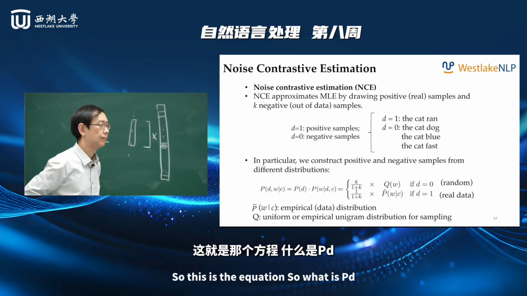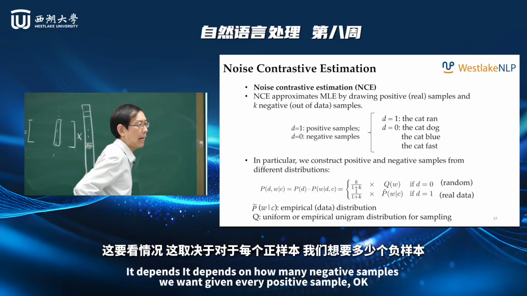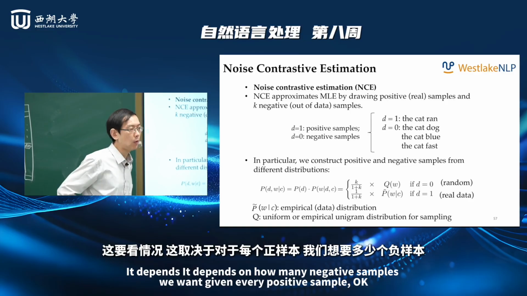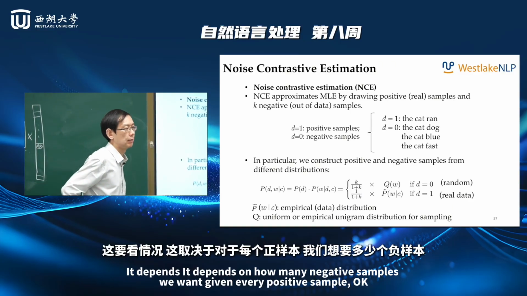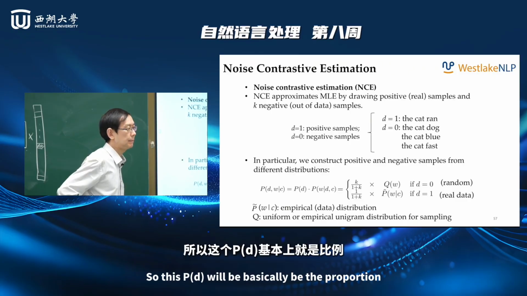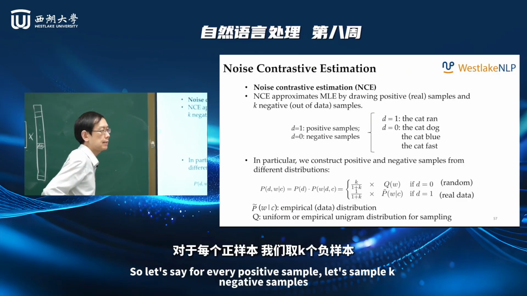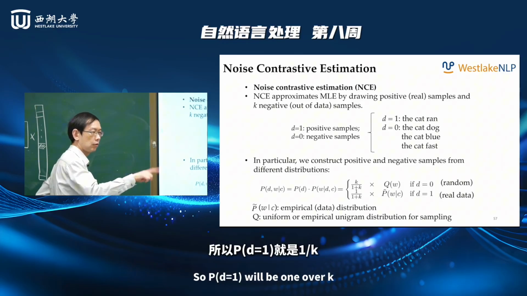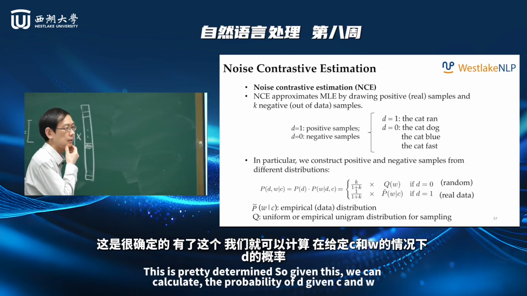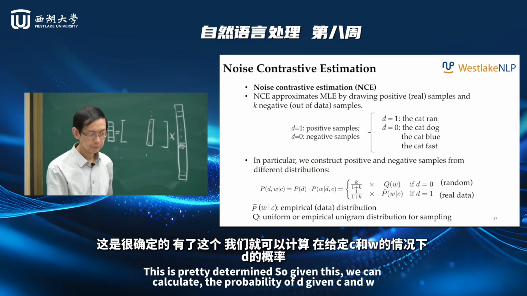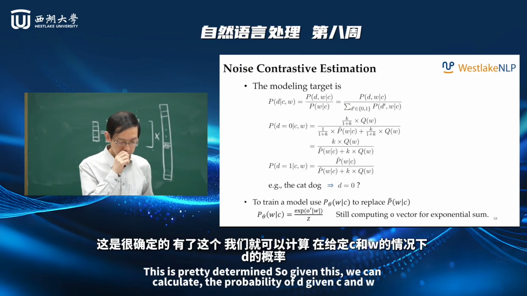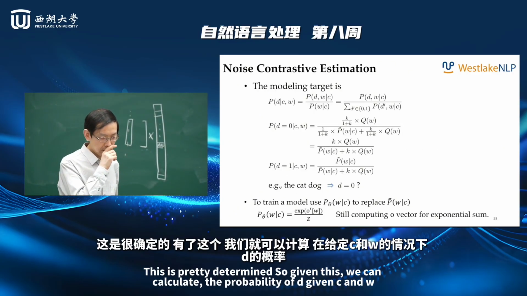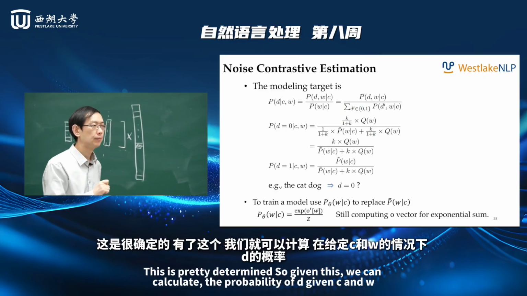So what is P(D)? It depends on how many negative samples we want, given every positive sample. So this P(D) will basically be the proportion. So let's say for every positive sample, let's sample K negative samples. So P(D equal to 1) will be 1 over K, right? So this is predetermined. So given this, we can calculate the probability of D given C and W.